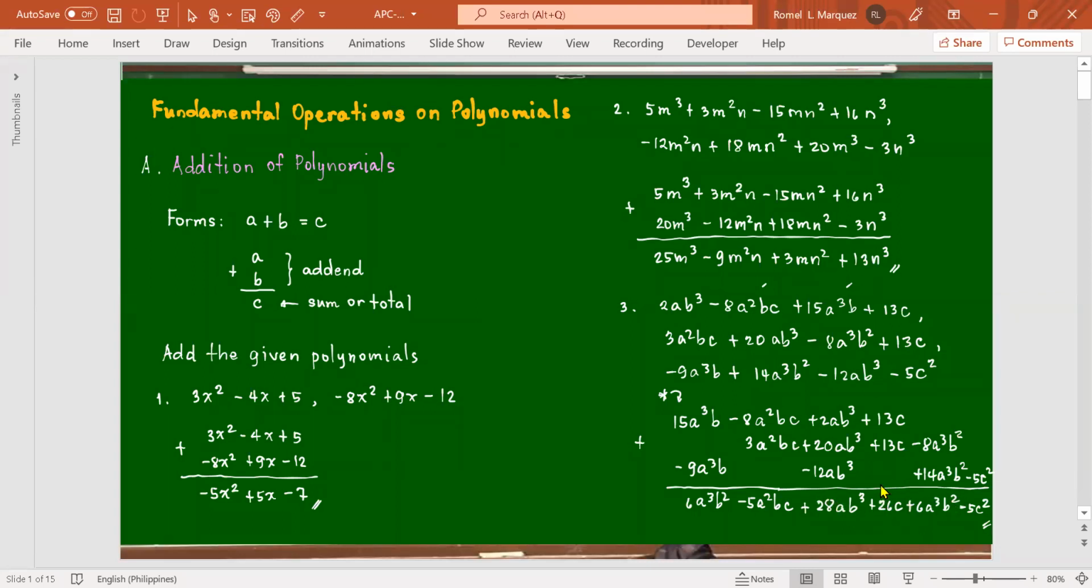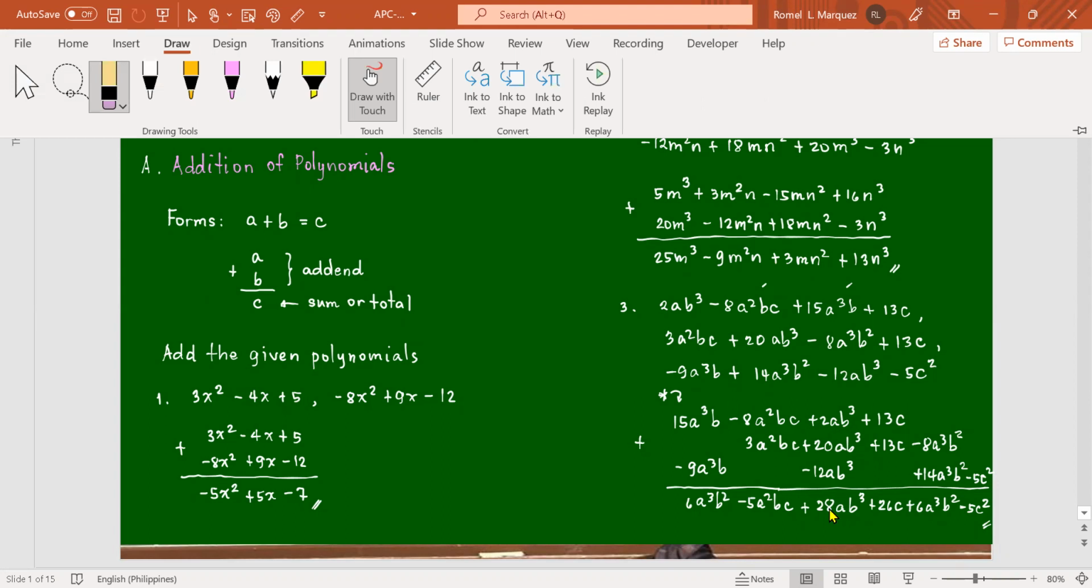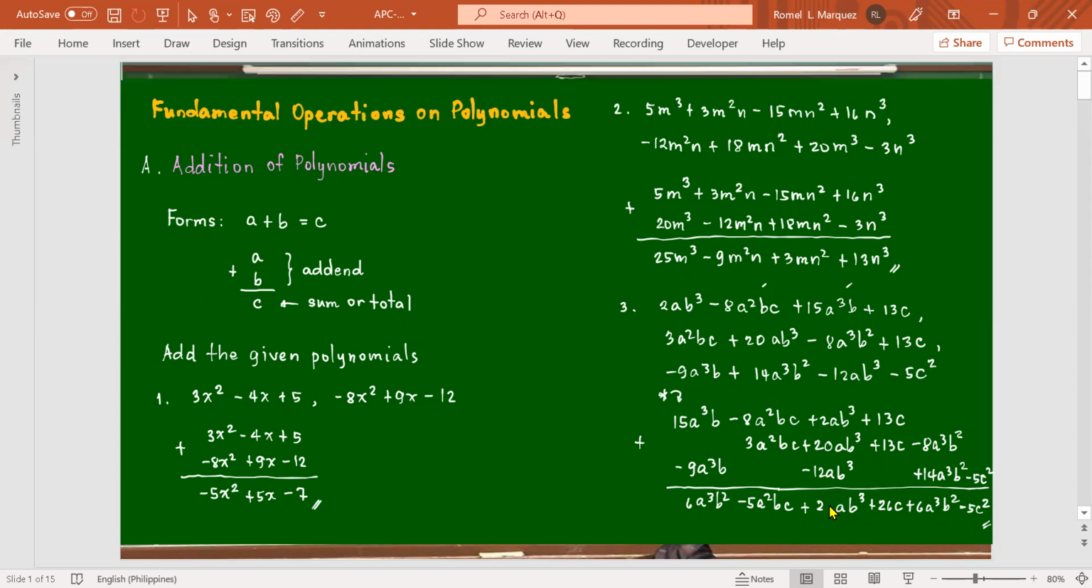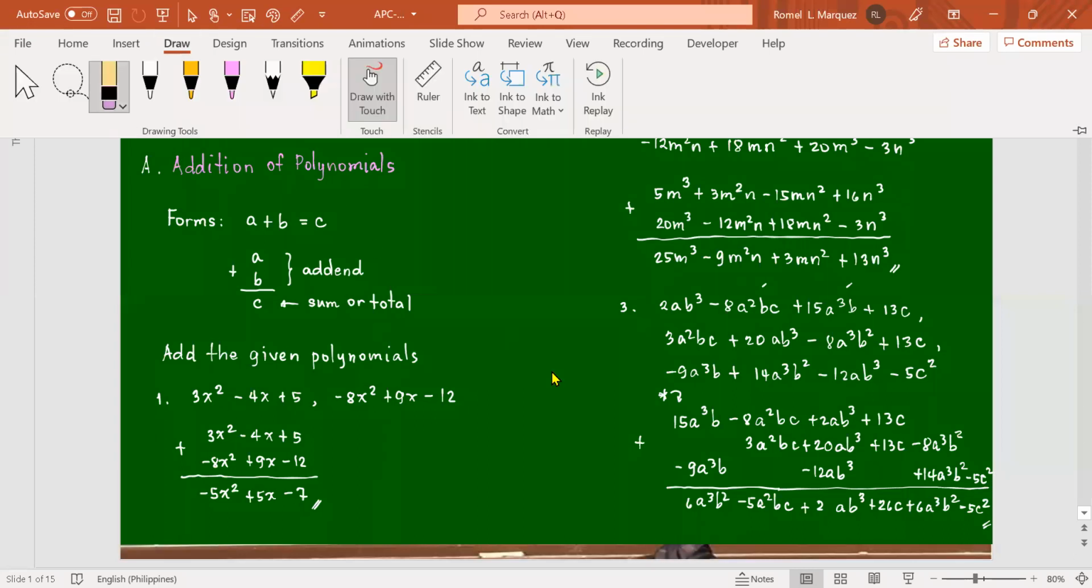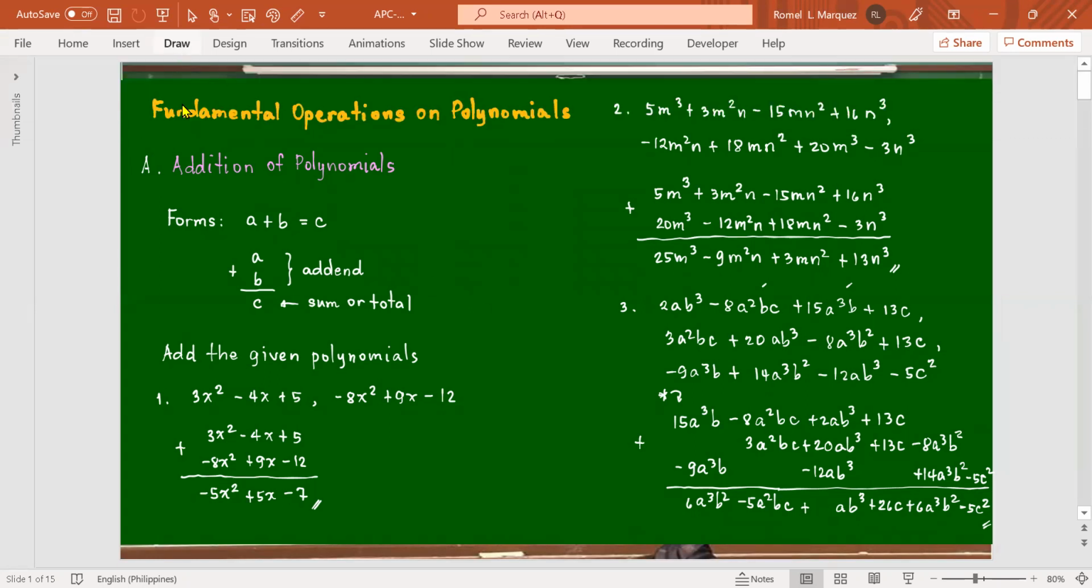Sa first polynomial, may mali akong kopya. 2ab cubed lang po, hindi po 20. Saang line? Yan po. Ang pinag-plus niyo po kasi dalawang 20 po. Sorry, ang tingin ko 20. Thank you. Naduling na ako. So we have 8. So it is 10, right? Yes, sir. Thank you. Okay, 10.